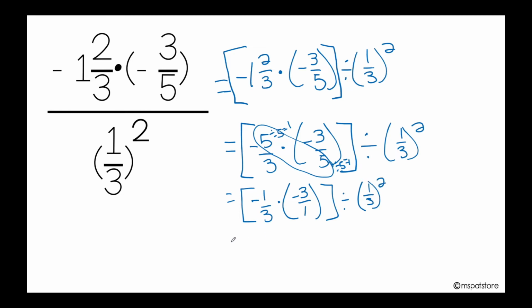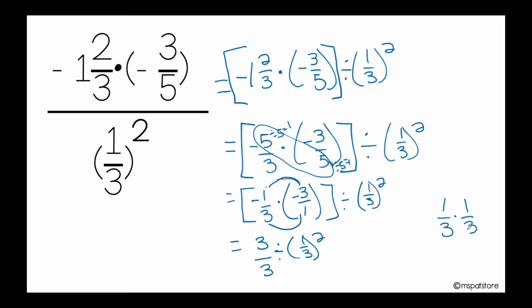So now I'm ready to do my multiplication. 1 times 3 is 3, and 3 times 1 is 3. So in this case, this is equal to 1. I'm going to just leave it like that so you cannot get confused, okay? So now I have divided by 1/3 to the power of 2. In this case, you need to do the exponent first. Let me do it here so I have a space.